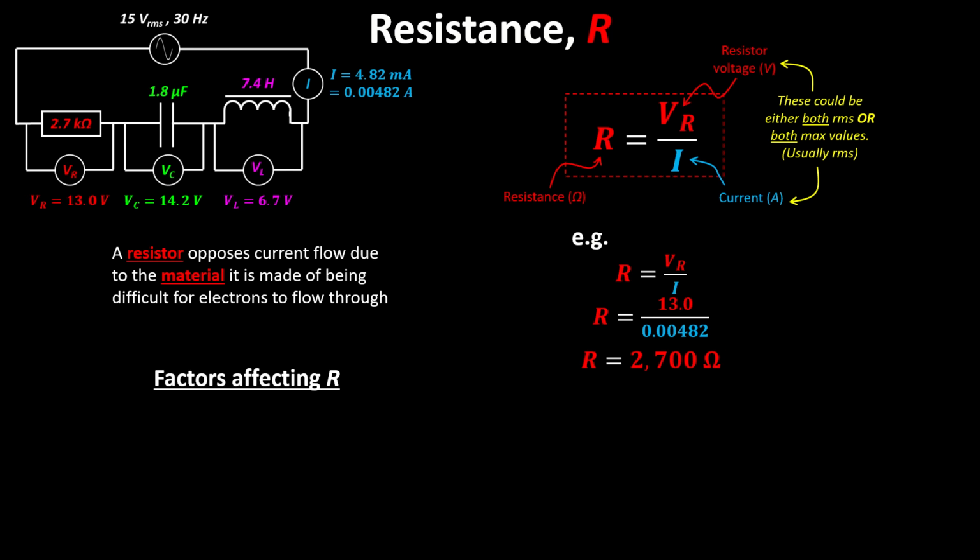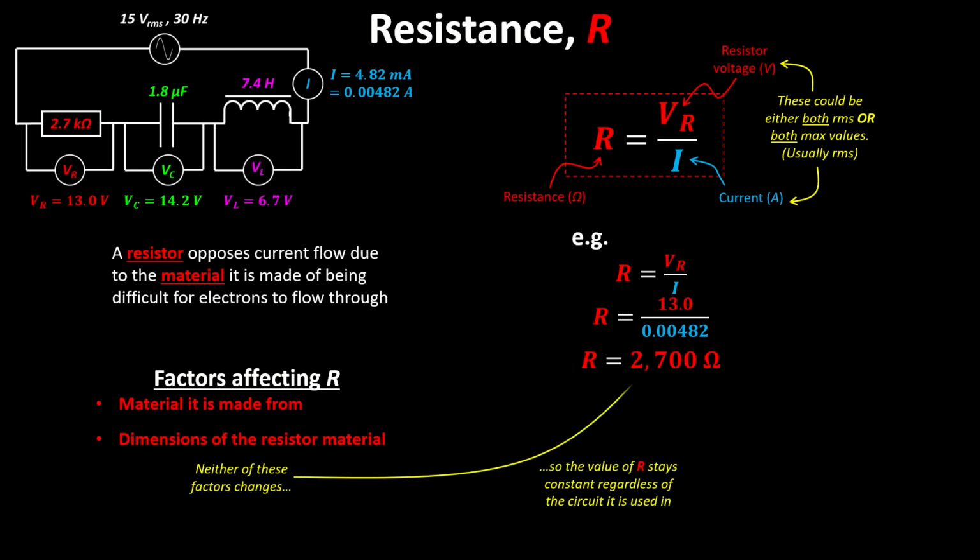Now, the resistance of a piece of material depends on two things. It depends on the material it's made of and the dimensions of the resistive material. Once we put a component in a circuit, neither of those things are changing. So the value of R is going to stay the same, regardless of what circuit we put it in. If you put a 2.7 kiloohm resistor in a DC circuit, it's 2.7 kiloohms. You put it in an AC circuit, it's 2.7 kiloohms. That's not true of all components, but it is true for resistance. So resistance stays the same regardless of what circuit it's in.